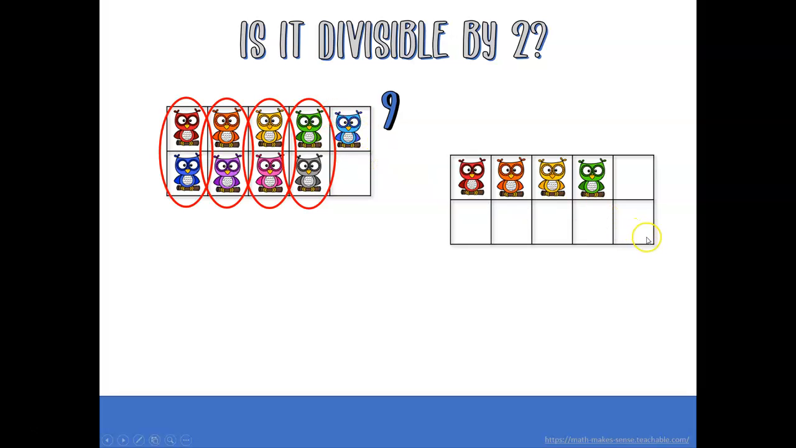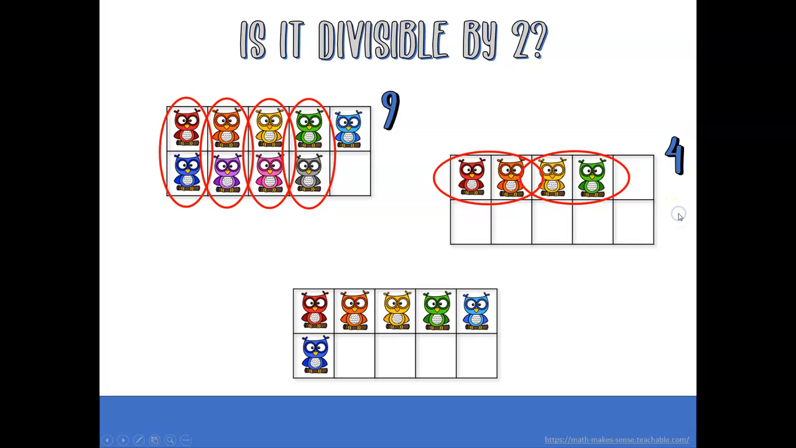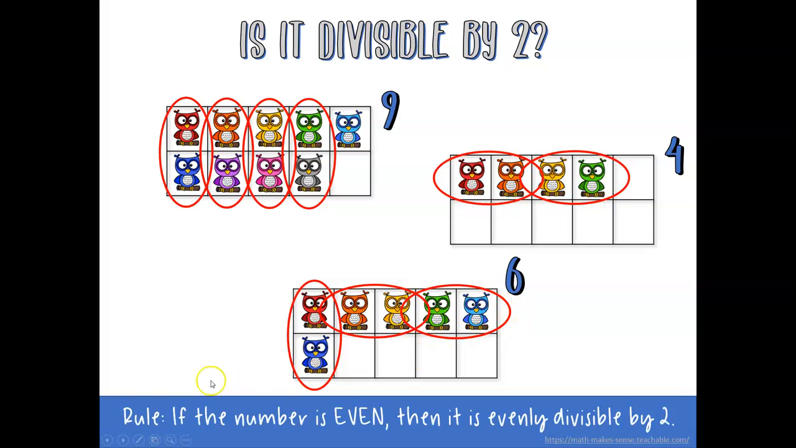Let's take a look at 4. We have a group of 2 and a group of 2, and there's no leftover pieces. So yes, it is evenly divisible by 2. And then here we have 6. You can break it up into groups of 2s with no leftover pieces. Okay, so that's 3 examples. And our rule here is if the number is even, then it is evenly divisible by 2.